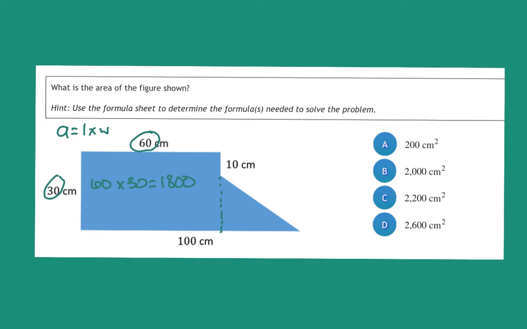And then we have to remember that the area of a triangle is area equals 1/2 of the base times the height. And we can tell that from here to here is 10 centimeters, and from here to here must be 20, because altogether we have 30, so that means this is 20.